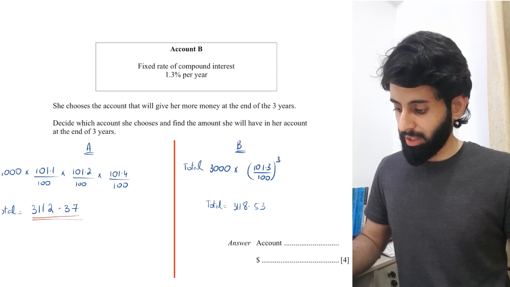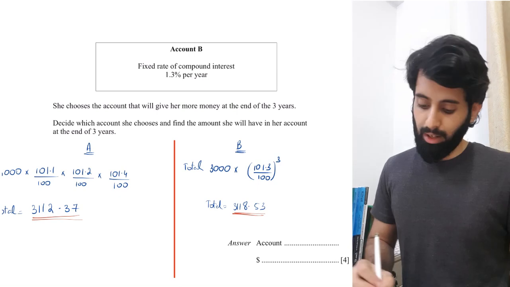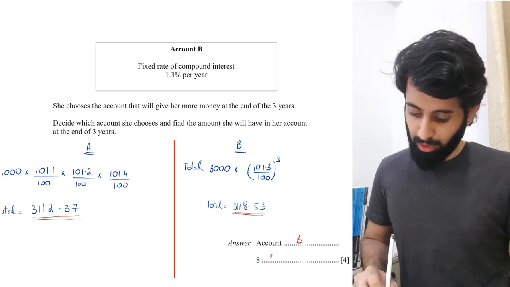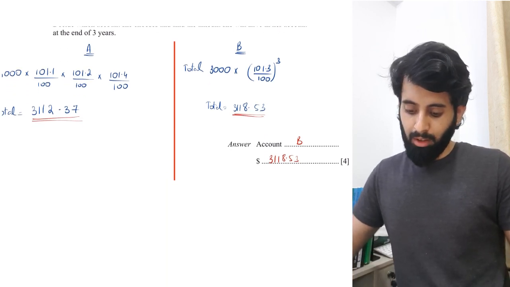Okay, now let's compare the two amounts and see which one's better. In account A, she's getting 3,112. In account B, she's getting 3,118. And she's definitely going to choose account B because she wants more money. Who doesn't, actually? So yeah, that's the answer.